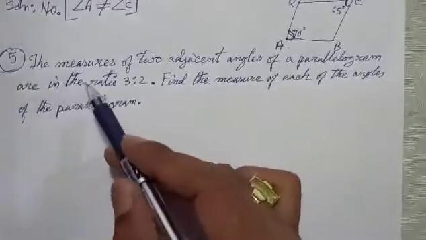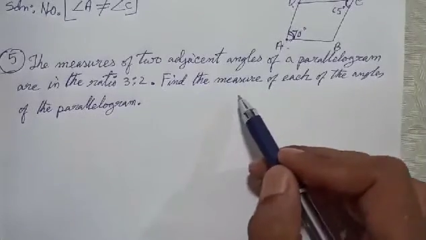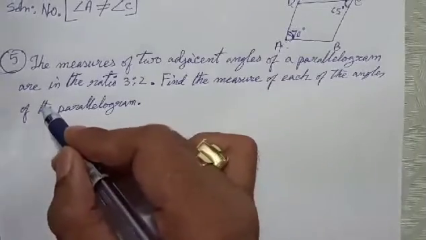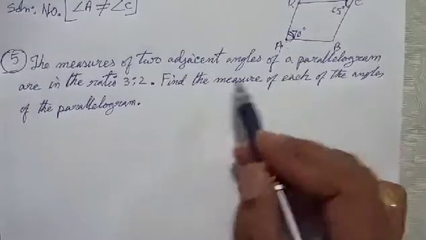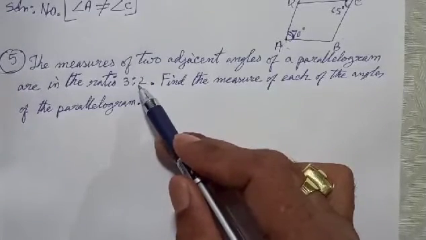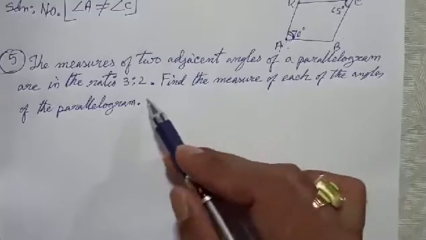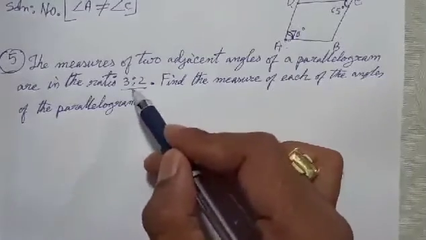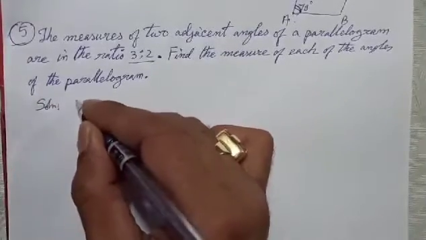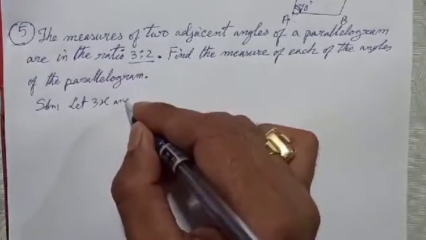Question number 5: the measures of two adjacent angles of a parallelogram are in the ratio 3:2. Find the measure of each of the angles of the parallelogram. Solution: let 3x and 2x be the measures of the two adjacent angles.